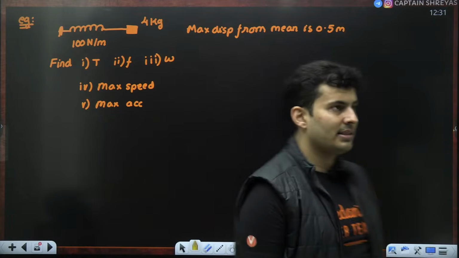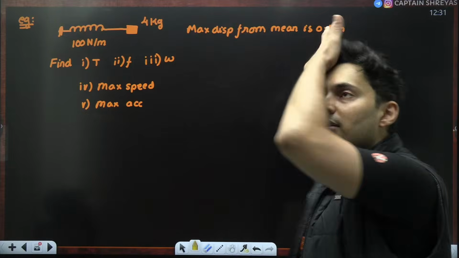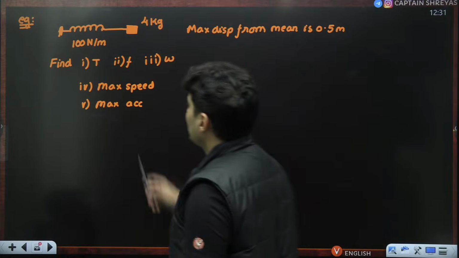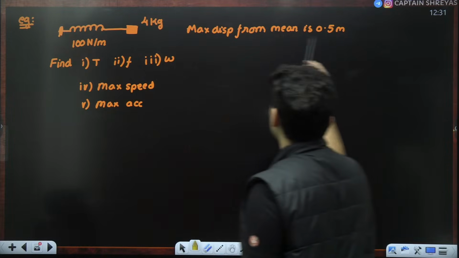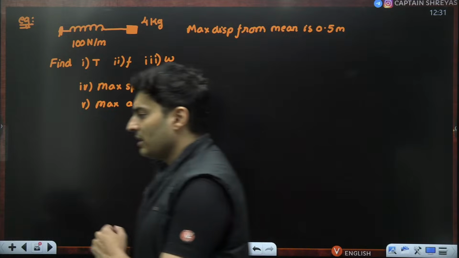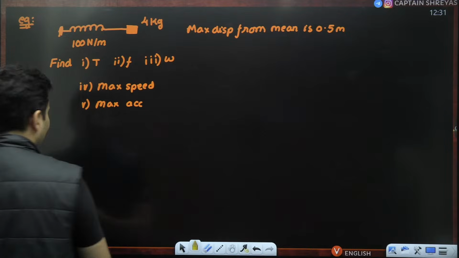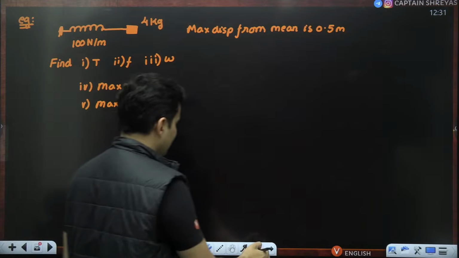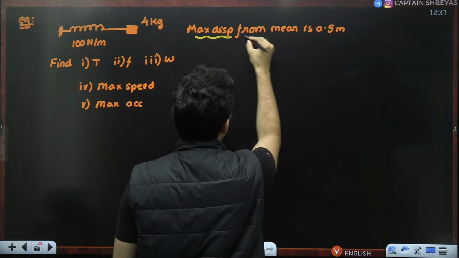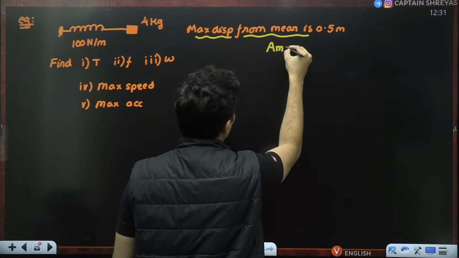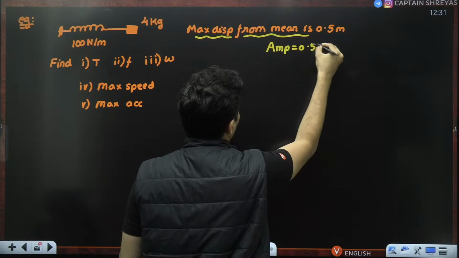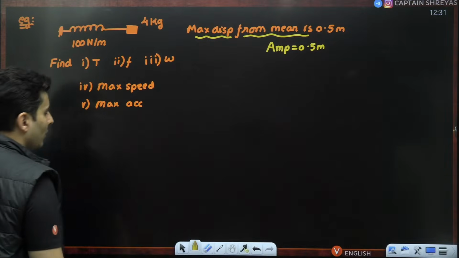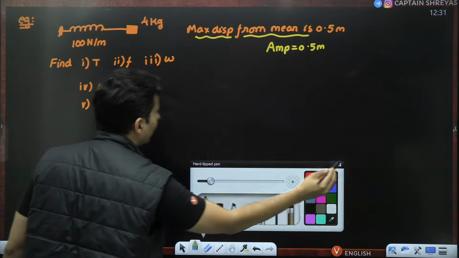It's a spring mass system. So, spring constant is given, mass is given, maximum displacement from the mean is also given. Most of the values are already given to me. Maximum displacement is given, which just means that the amplitude is 0.5 meters. Okay, so let's start by finding the time period.